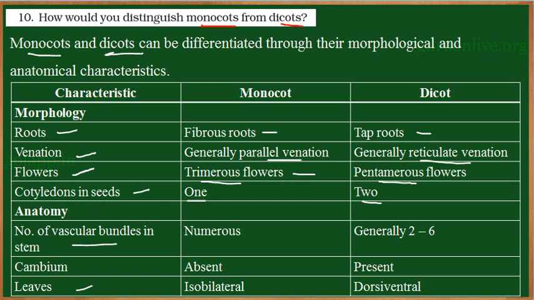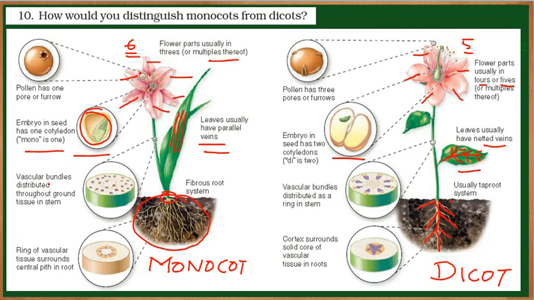If you consider the internal structure, when we take a transverse section of a stem, we can see how the vascular bundles are arranged. In monocot, the vascular bundles are numerous and they are scattered. In case of dicot, they are present in the form of a ring. So let's see here. If you consider the vascular bundles of a monocot stem, there are numerous vascular bundles and they are just scattered in the stem. There is no proper arrangement. In case of a dicot stem, the vascular bundles are arranged in the form of a ring.